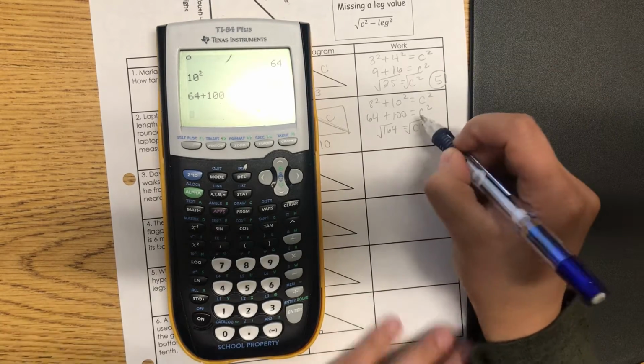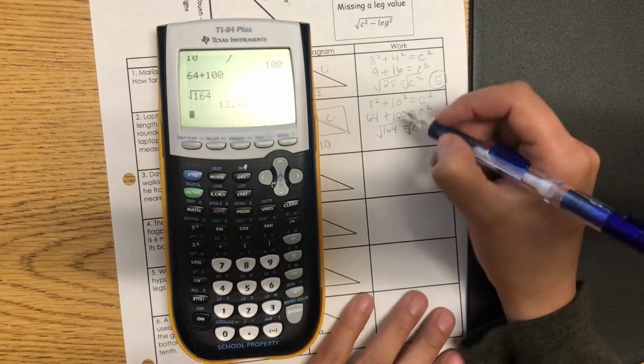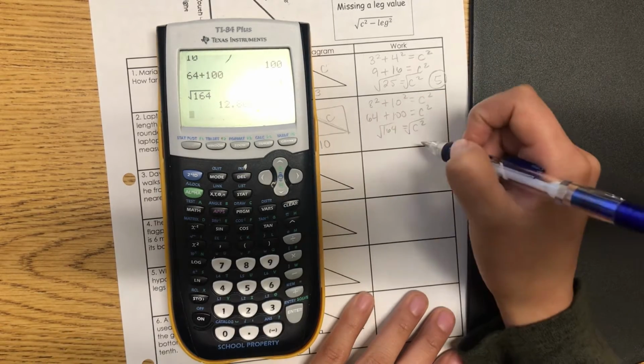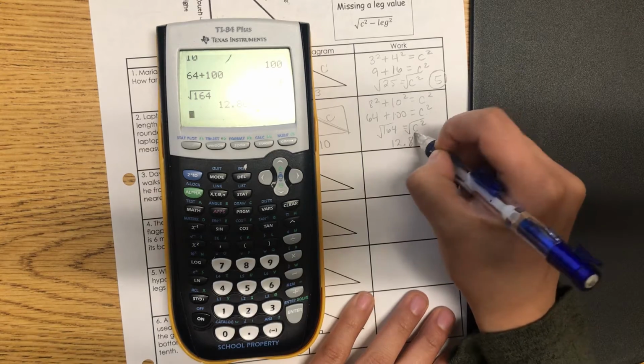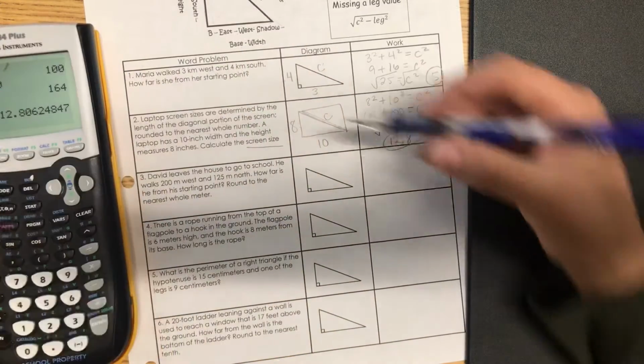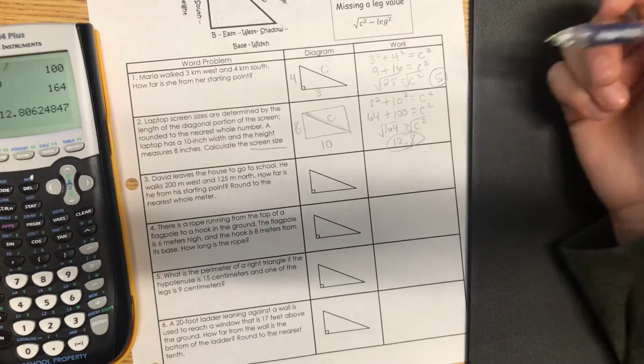So now I take the square root of 164. And so the length or the measurement of the screen is 12.8 when we round to the tenths place. If they wanted us to round to the whole number, then it would be 13.